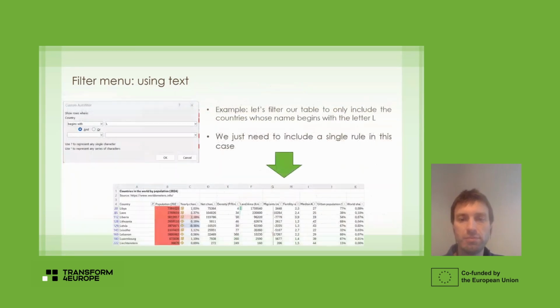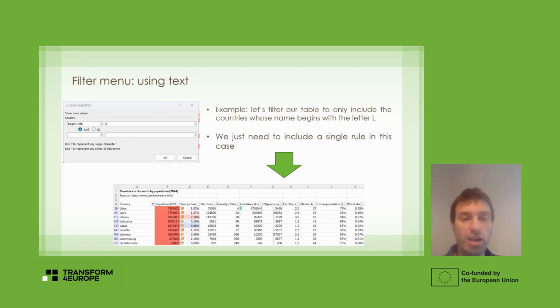Okay, so what happens when I use a filter on my country column, for example? Well, this is pretty simple. This will open up this menu. I can select a single criteria.